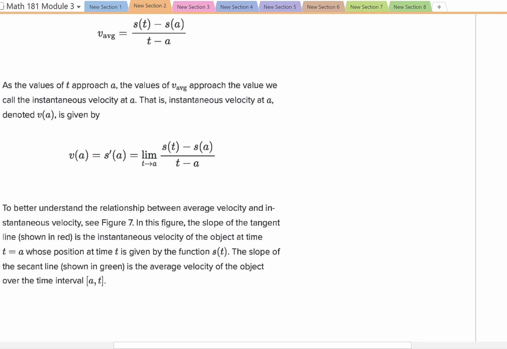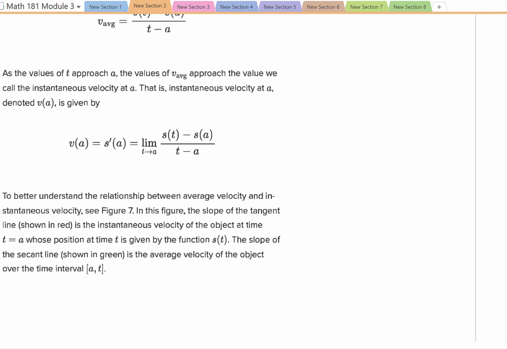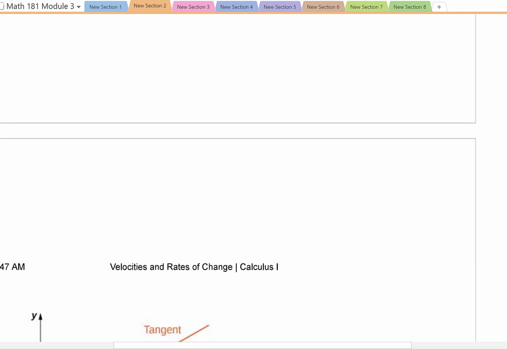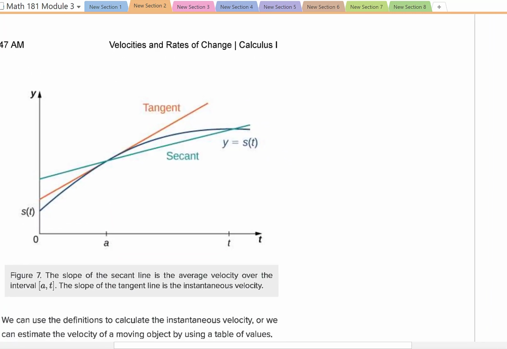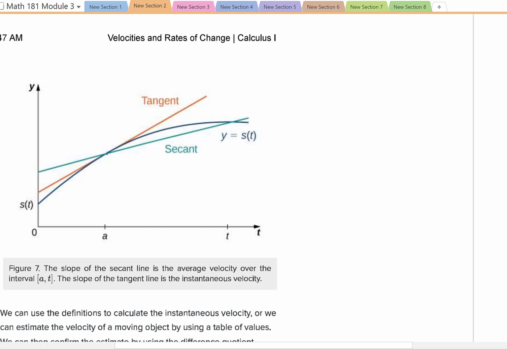Now the instantaneous velocity, though, is the velocity at a single point instead of over two data points. So our velocity is the derivative of the position function, which is the limit as t approaches a of s of t minus s of a over t minus a. So much like we saw before, we could do it through the secant line, those 2 points, and get the average velocity. But look at that slope there compared to the slope of the tangent line. We would not be as close. The tangent line is going to be the instantaneous velocity.